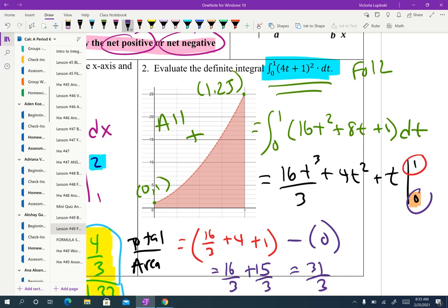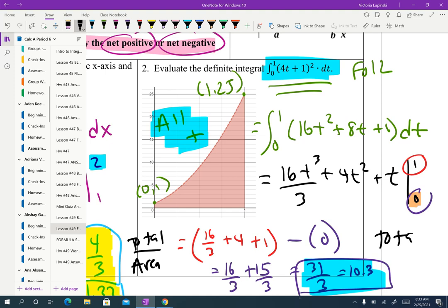And again, if you wanted to make that a decimal, that would be fine. It would be 10.33 repeating. And again, because I can see the picture and I can see that it's all positive, that is how I know without a doubt that this is the total area of the region in question. Now, obviously, there'd be no point of doing this lesson if it was not always the total area. So let's see some examples of where it isn't.